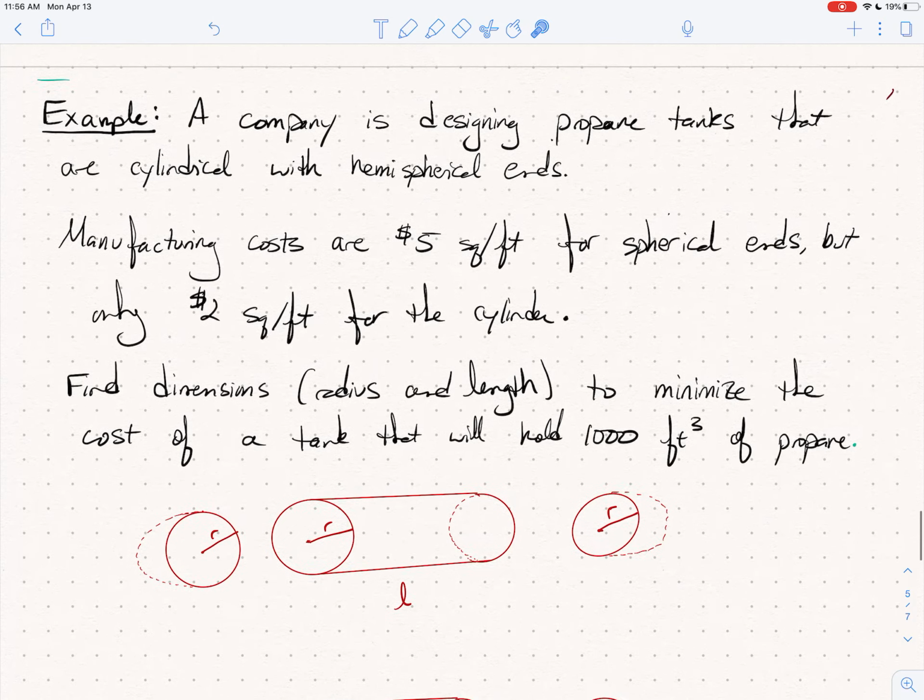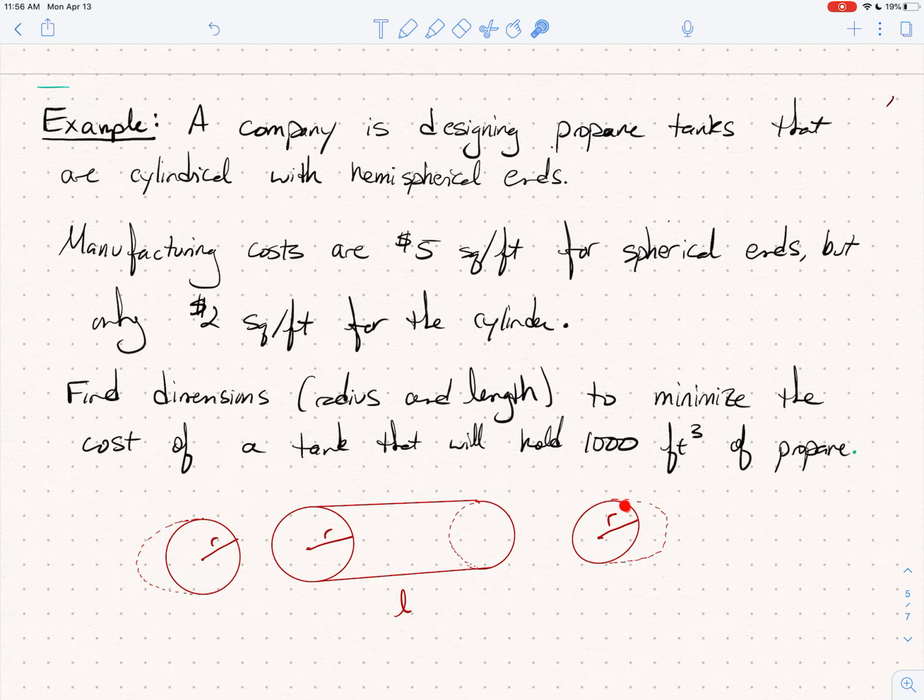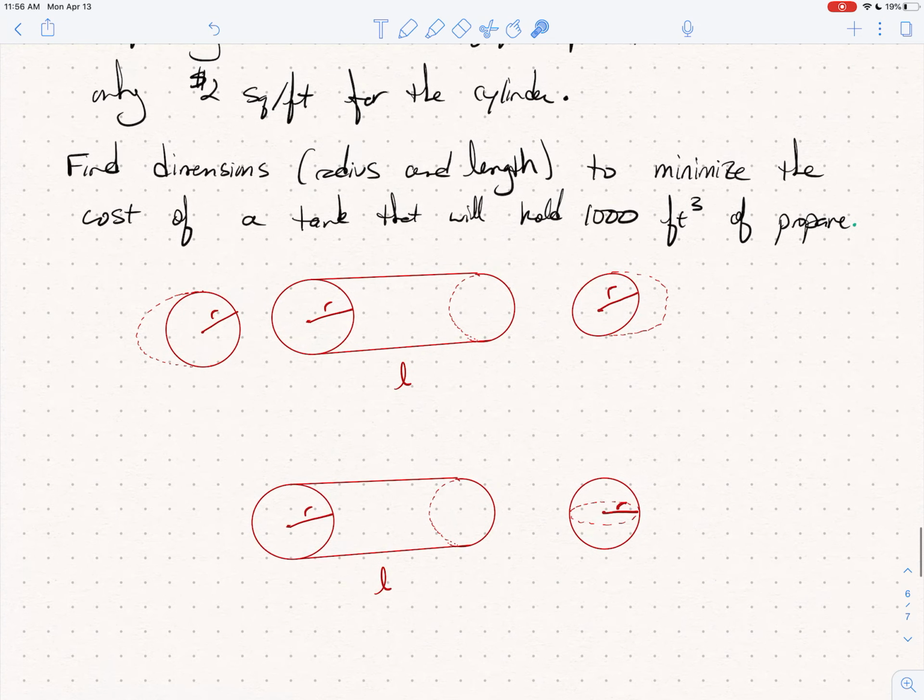And so here's the situation. We've got the cylinder, and then we've got the hemispherical ends on either side. You're going to glue those on. The radius, of course, needs to be the same so they match up. That'd be bad if they didn't.